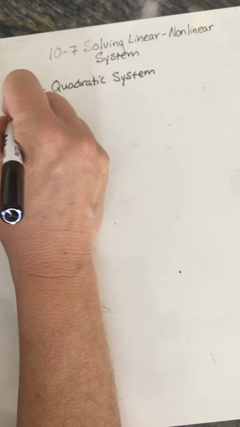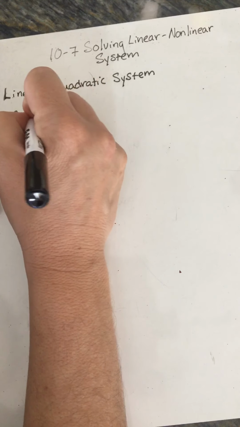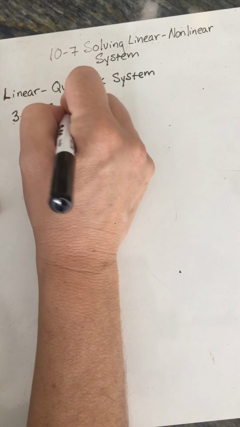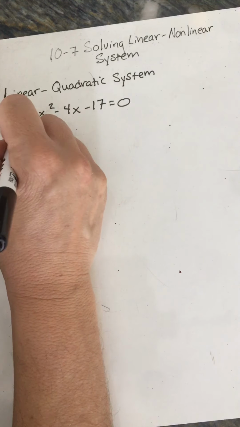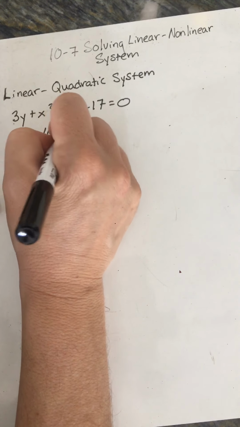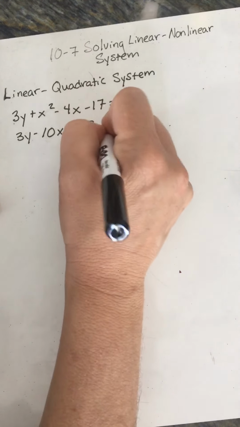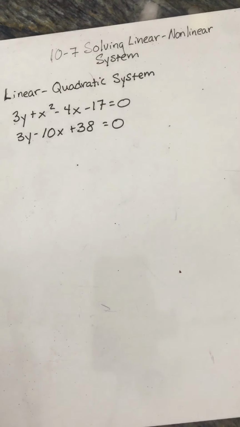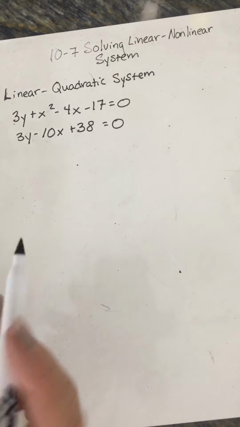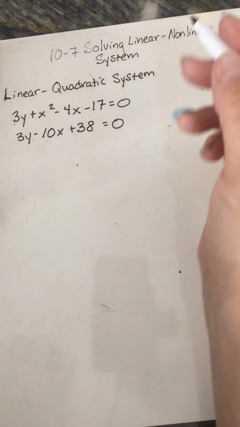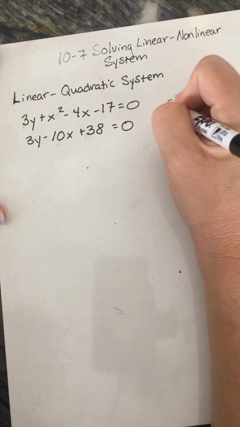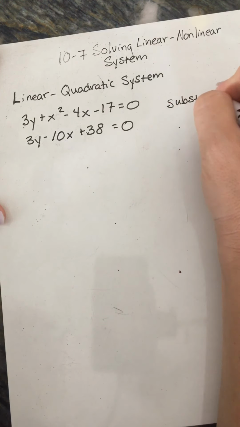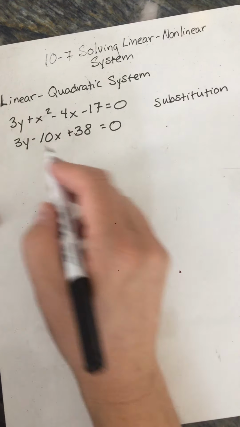So let's do 3y plus x squared minus 4x minus 17 equals 0, and 3y minus 10x plus 38 equals 0. My recommendation when you have a linear quadratic system is to solve by using substitution rather than elimination. So we're going to use substitution on these.